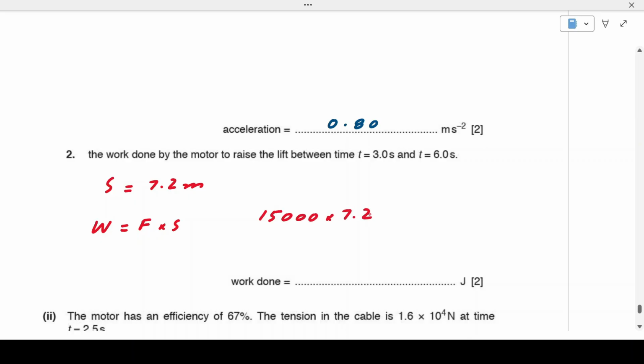So 15,000 times 7.2 is 108,000. Or you can also write it as 1.08 times 10 to the power 5. Should be the same.